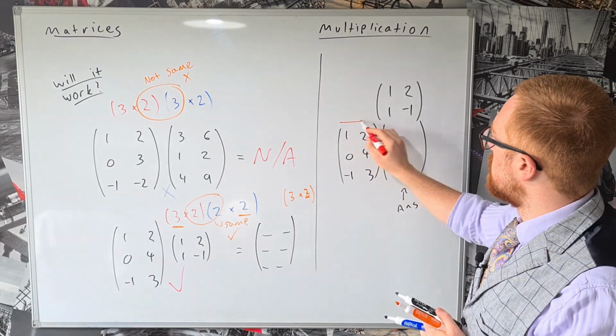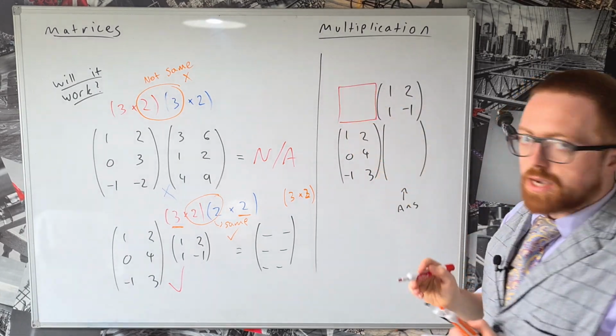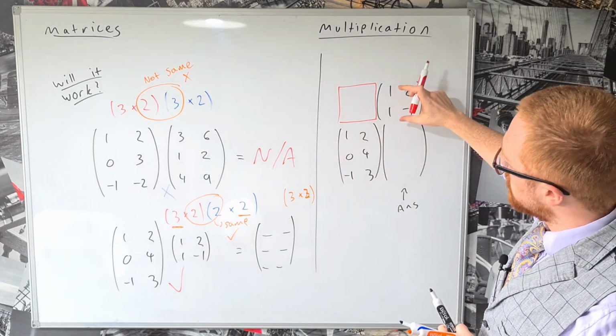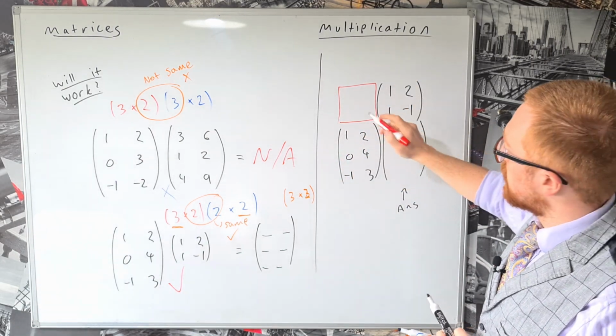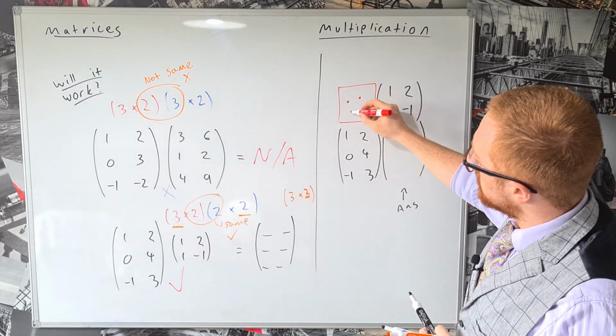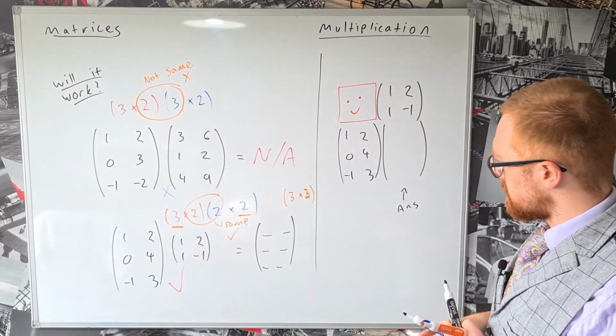But here, we'll get a shape. And if that shape's a square, it means that the width of this first matrix and the height of this second matrix are the same. So we've got a happy square.